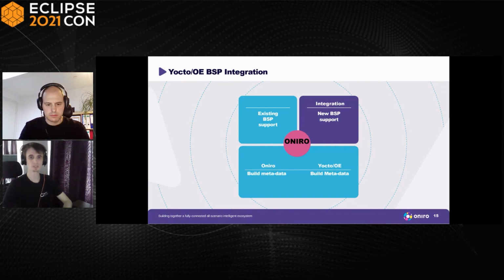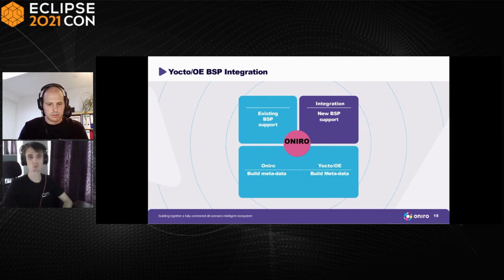For the last part of this presentation, I'll try to dive a bit deeper into how a BSP can be integrated in Oniro. Now, as you see here, the base is quite straightforward. We have the Yocto OpenEmbedded build metadata along with the Oniro build metadata that creates a base layer, on top of which we add existing BSP support for our default board support. That is integrated in our CI pipelines and provides you the assumptions of supported boards.